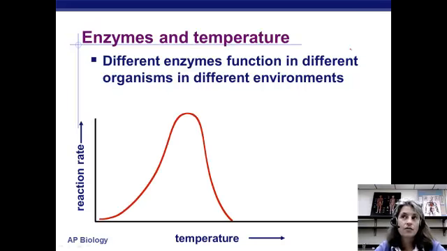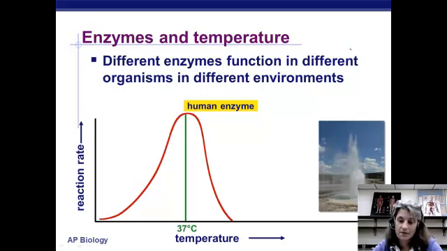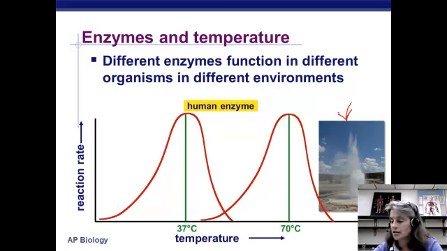Now, there are different enzymes in different organisms that have different optimal temperatures. In a human, the optimal temperature for most enzymes is 37 degrees, but there are bacteria that live in places like this geyser, for example, whose optimal temperature is going to be tremendously higher. 70 degrees Celsius, 100 is boiling. So these enzymes and these organisms are going to be adapted to tolerate a much higher optimal temperature.